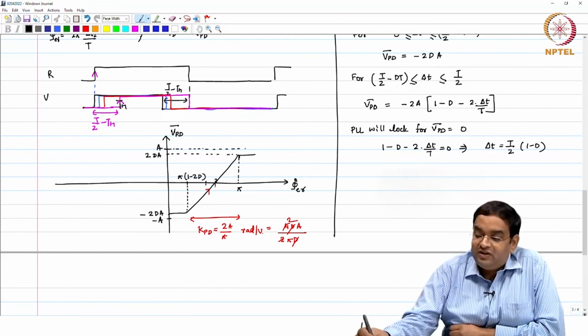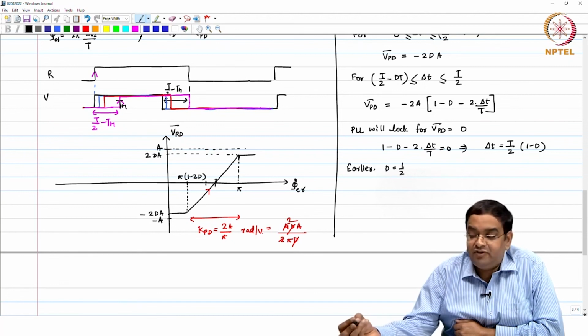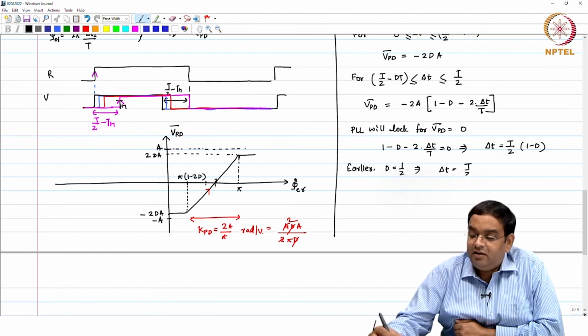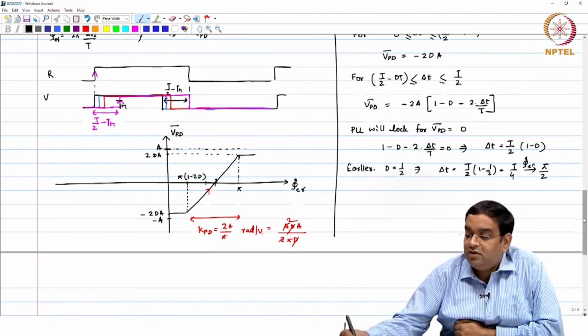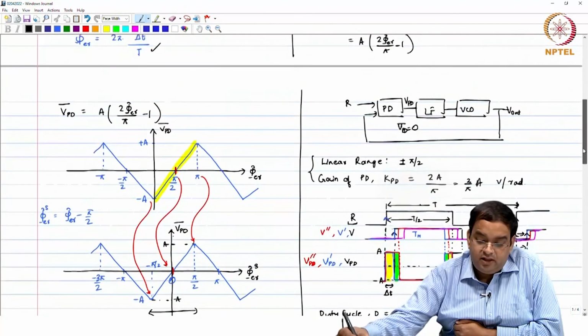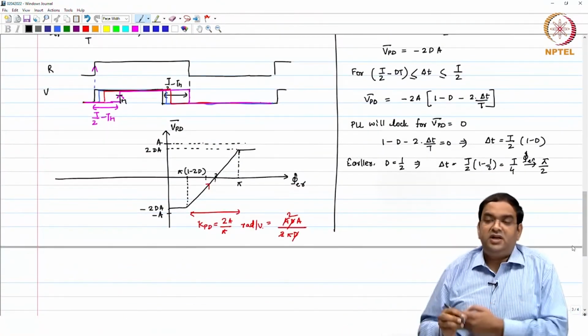Okay. If you want to do a sanity check, in the previous case earlier, our d was actually half, the duty cycle was 50%, right, which implies delta t is equal to t by 2 times 1 minus half, this is t by 4. Well, t by 4 translates to a phase error of pi by 2, right. This was the locking point earlier, and now the locking point has just shifted, but that is fine.